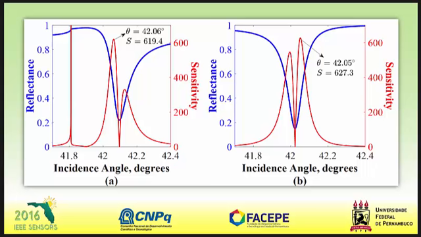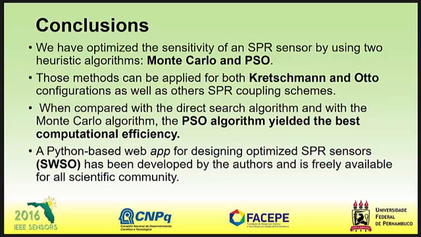So here's the conclusion of our work. First, we could optimize the SPR sensors using Monte Carlo and PSO. And these algorithms can be applied for both configurations of prismatic coupling, Kretschmann and Otto, and also can be applied for other types of coupling.